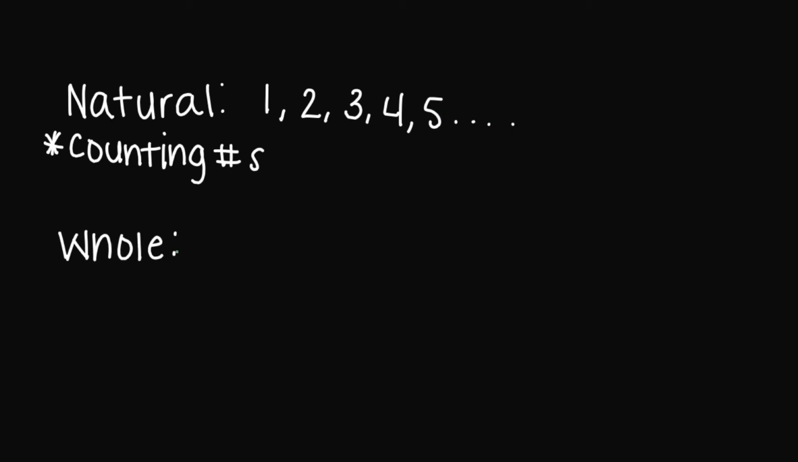Next, we have whole numbers. Now, whole numbers are very similar to natural numbers, except whole numbers start with the number 0, then go down to 1, 2, 3, 4, 5, and then all the way down. The important thing to remember about natural numbers and whole numbers is that natural numbers start with the number 1 and whole numbers start with the number 0. An easy way to remember whole numbers is to remember this O here in the word whole. Remember that it starts with a 0.